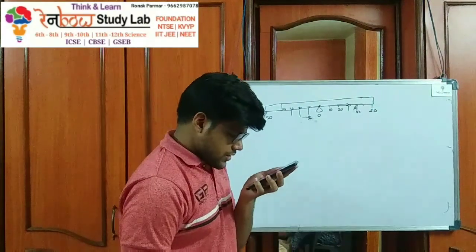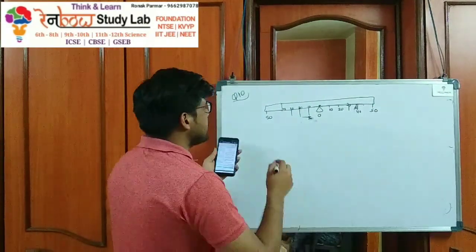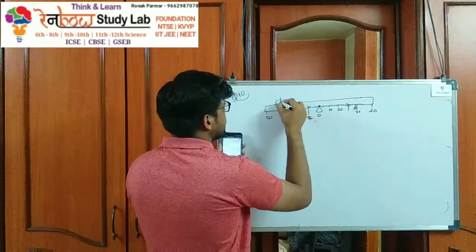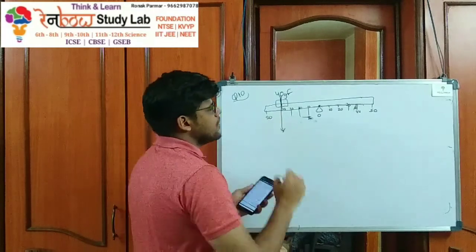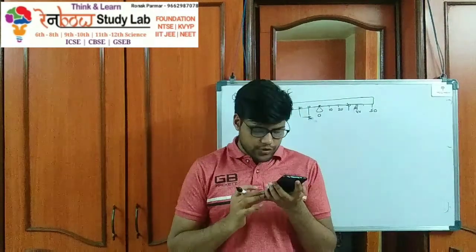So this is your figure. Now 40 GF mass is applied at this point. 40 GF weight is applied. This weight will be pulling the scale or the ruler downwards.